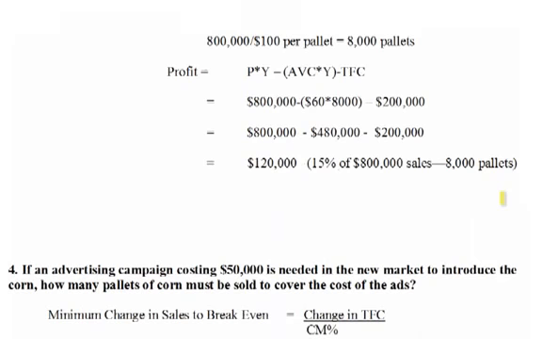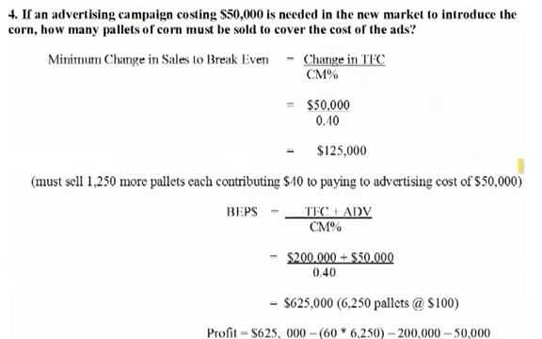Well, with $800,000 at $100 per pallet, that's 8,000 pallets. Let's work our profit equation again. And when we get all done, we end up with a profit of $120,000, which, surprise, surprise, is 15% of the $800,000 sales. And again, 8,000 pallets. So this tells us that if we're mandated for the 15% profit, then we've got a significant jump in the price.